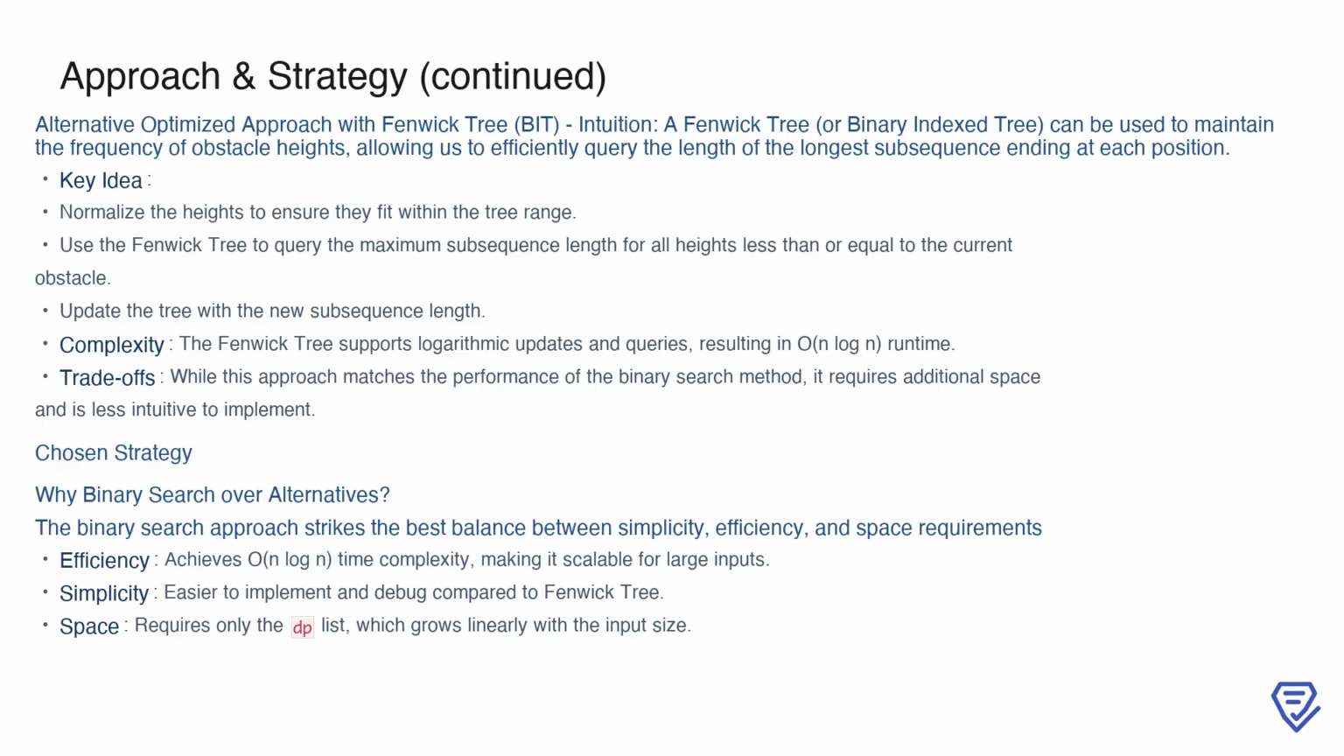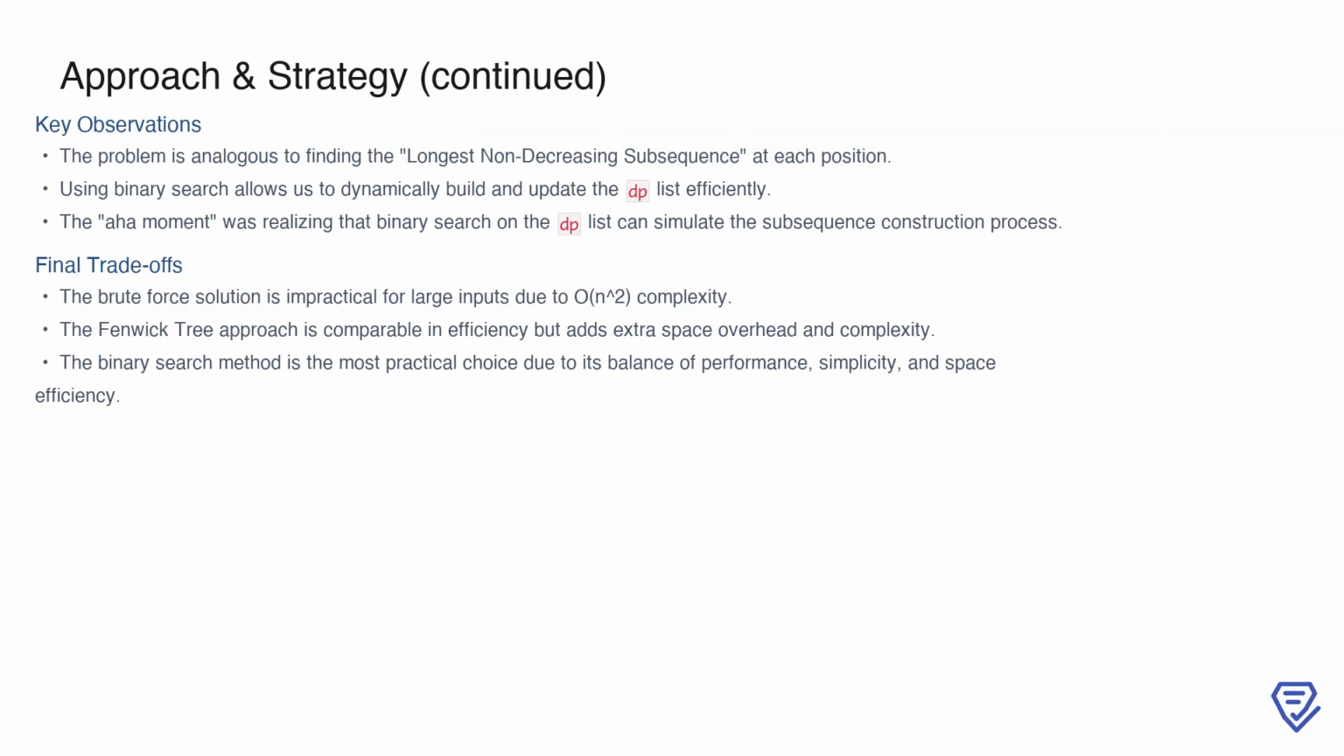The problem can be closely compared to finding the longest non-decreasing subsequence, LNDS, at each position, and binary search provides a highly efficient way to solve it. By dynamically building and updating the DP list, we simulate the subsequence construction process in an optimal manner. The key realization here is that binary search allows us to quickly locate the correct position for updating the DP list, which significantly reduces the computational overhead.